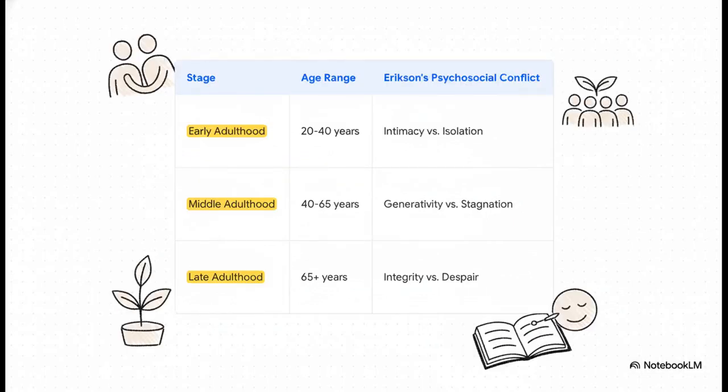And believe me, this journey does not stop when you turn 20. It keeps going our entire lives. In early adulthood, the main focus becomes forming those deep, intimate relationships. Then, in middle adulthood, it shifts to contributing to the world and the next generation, what Erikson called generativity. And finally, in late adulthood, the big task is to look back on it all with a sense of integrity and feel like it was a life well lived.